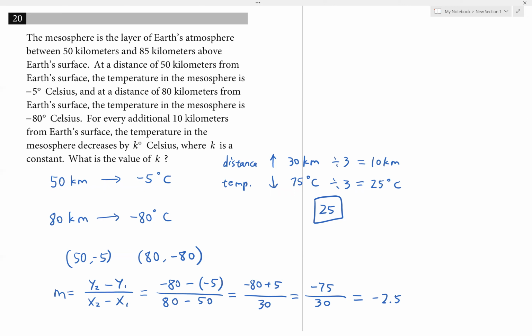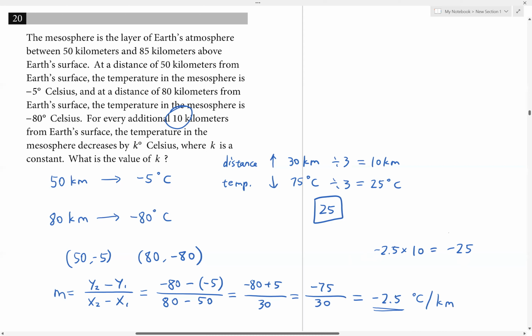Okay, so the slope is -2.5. So what does that mean? That means as the distance increases by 1, where the distance here is the x value, the temperature should decrease by 2.5. So -2.5 degrees Celsius per kilometer. And if the question asks us for every additional 10 kilometers, how much is the decrease? It was negative 2.5 for each kilometer. You have 10 kilometers, so you do negative 2.5 times 10. So the decrease should again be 25. Negative means we have a decrease, but the answer should be just 25, and that's the k value for this one.